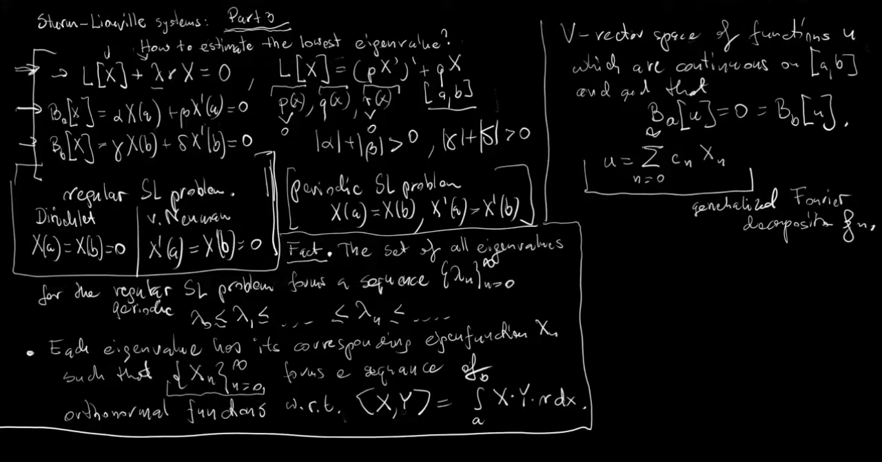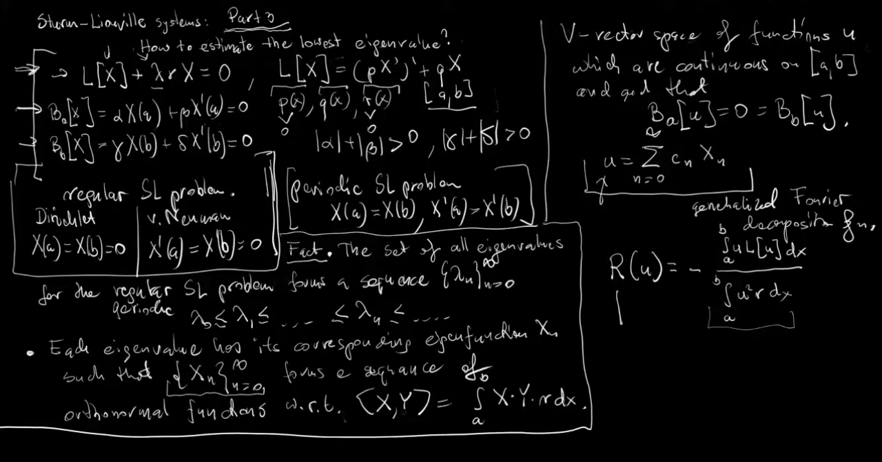Okay. Now, given a function u from V, we define a number R of u to be negative the following ratio of integrals: integral from a to b of u times L u dx, and integral from a to b of u squared r dx. There is no problem with 0 here because r is positive and we assume that u is non-vanishing. Okay, so we have this number.